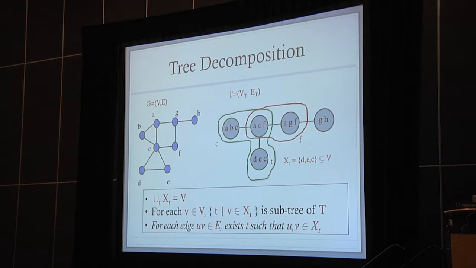And the final property is that if you look at any edge of this graph, let's say CF, the 2 trees corresponding to C and F should intersect somewhere. So in particular, that means that both C and F should be in a bag of one of the nodes of the tree. Okay? So that is equivalent to saying that the red subtree corresponding to F and the green subtree corresponding to C intersect. Okay? And this is what's called a valid tree decomposition for this graph.